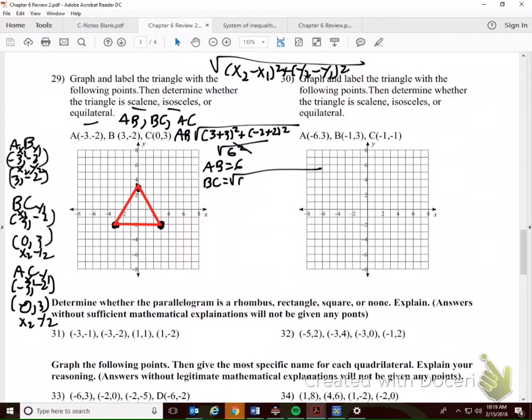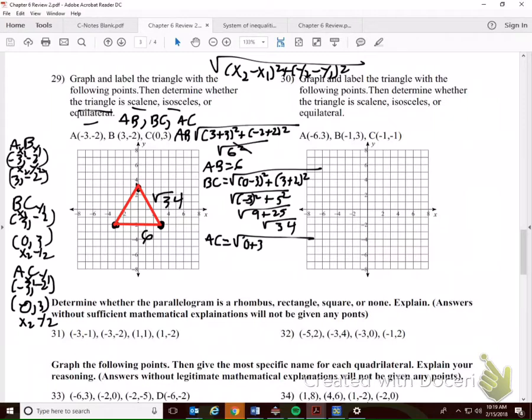Run the process for the other two, BC. Now notice here I end up with a square root of 34. Okay, so because I have the square root of 34 there, I know for a fact that we are not dealing with an equilateral triangle. Still need to run the third side, because if it is 6 or 34, then it is an isosceles triangle. If it is neither 6 nor 34, then it is a scalene triangle. So let's see what it is.